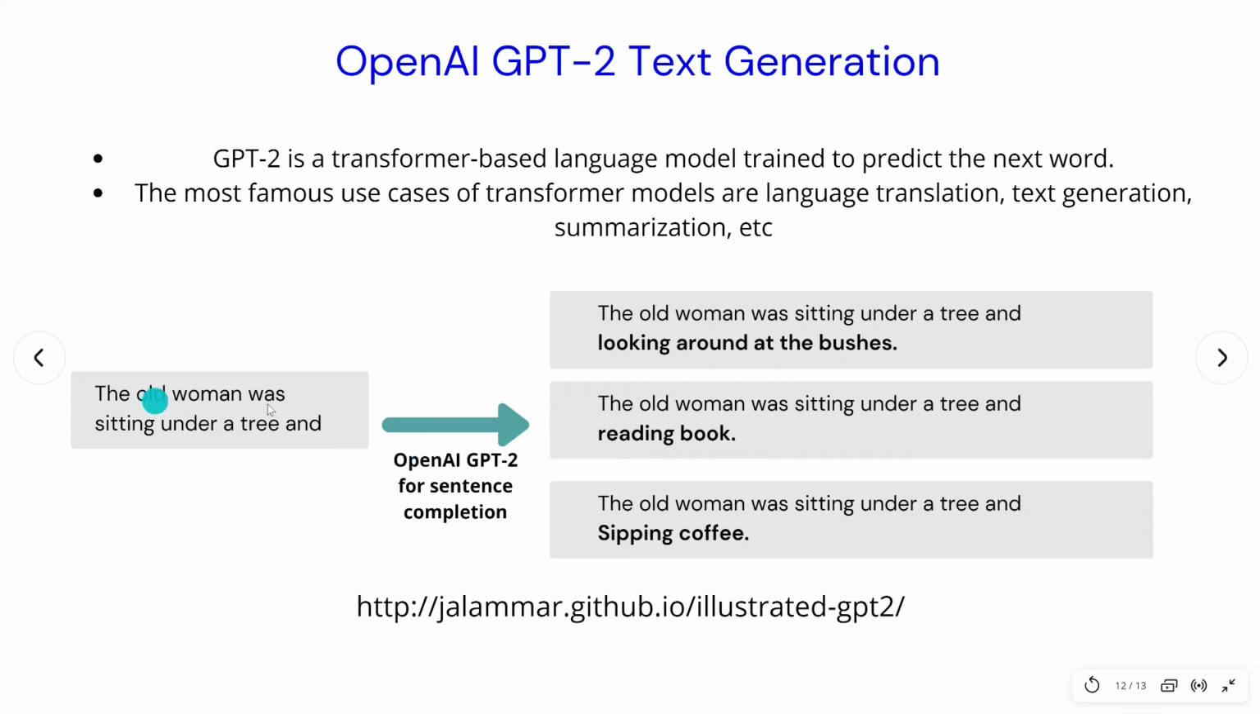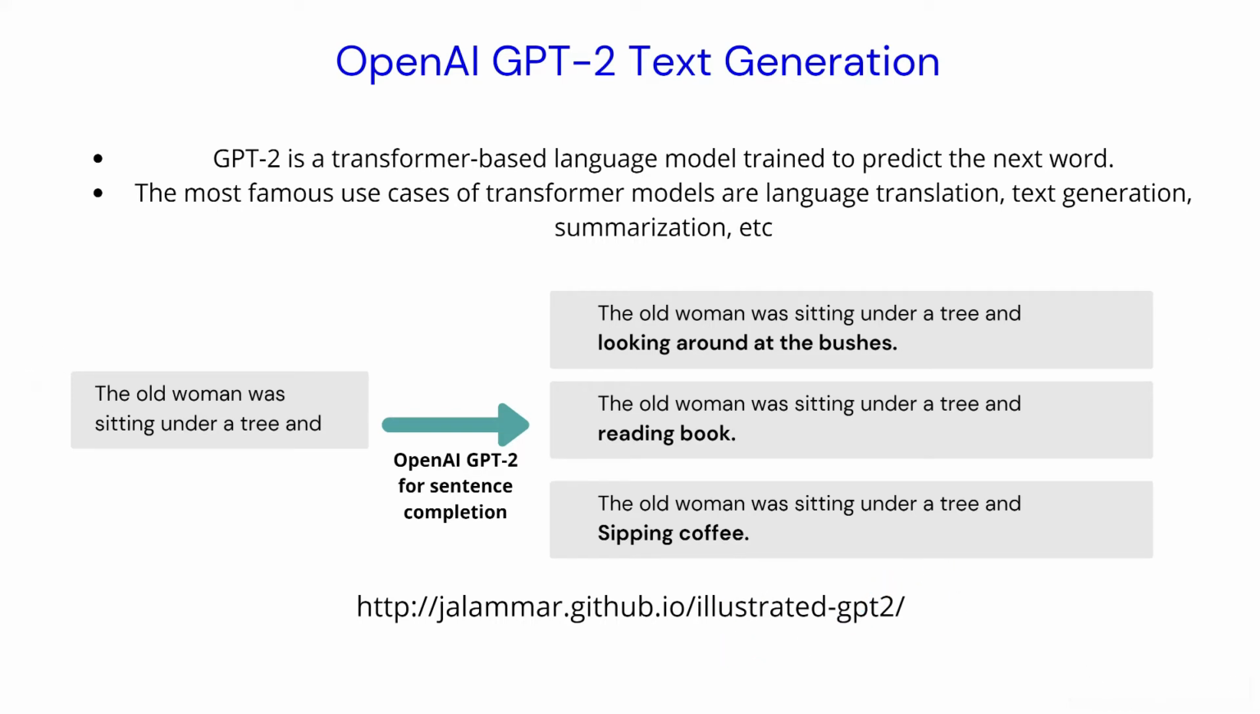So you can give any partial sentence that is split using the constituency parser to our OpenAI GPT-2 algorithm, and it can generate alternate sentences like this, where the old man was sitting under a tree and reading a book and looking at the bushes, etc. And if you want to know more about the GPT-2 algorithm, you can look at this link here. Jay Alammar perfectly explains with nice illustrations how the GPT-2 algorithm works.